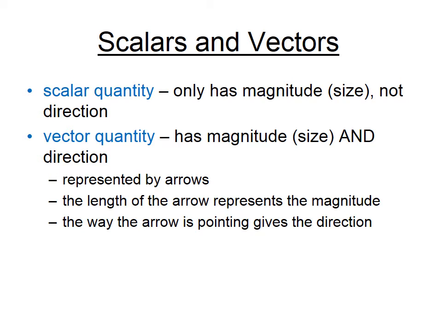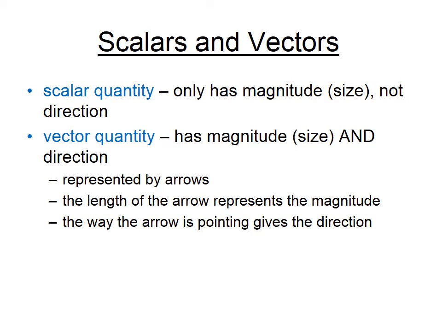A vector quantity is something we can count or measure that has a magnitude, or a size, but it also has a direction. We represent vectors by arrows. The length of the arrow represents its magnitude, and whichever way the arrow is pointing gives us its direction.